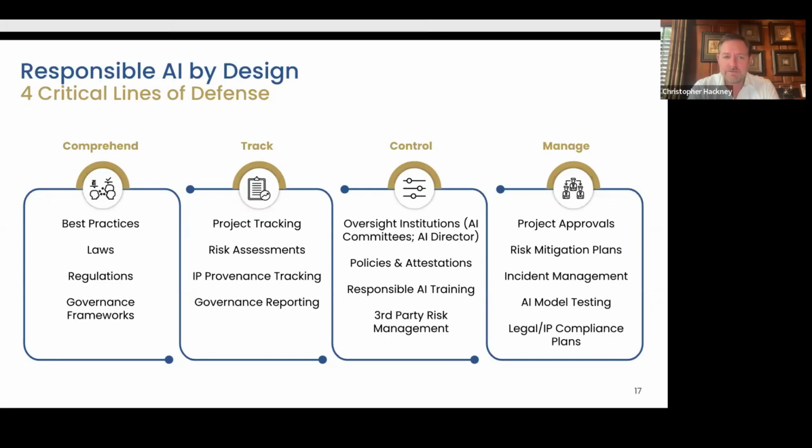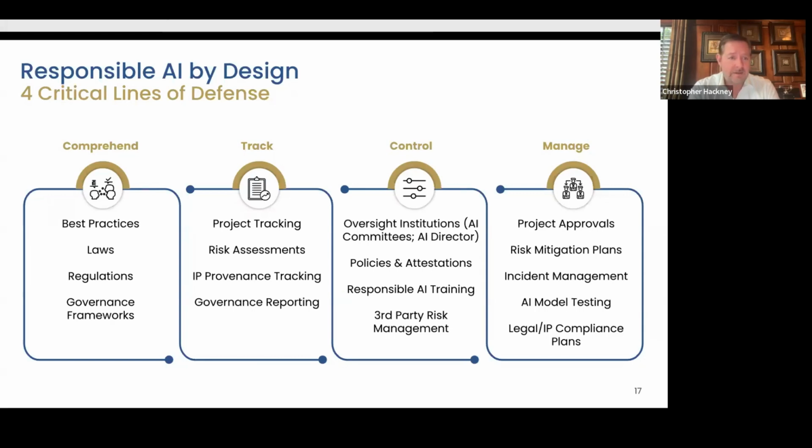It's extremely important to first understand the space. You should understand the best practices in AI and responsible AI, the laws and regulations as they develop and move forward, and the governance frameworks like the NIST AI RMF, risk management framework, that govern a lot of the work that goes on in responsible AI and its implementation.